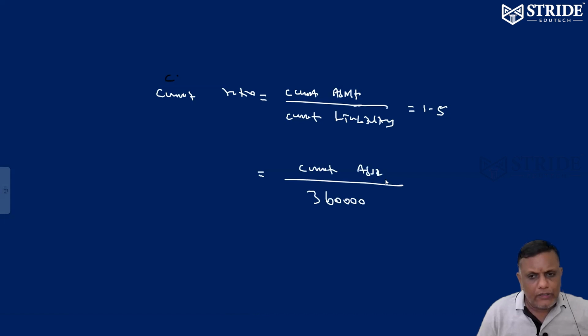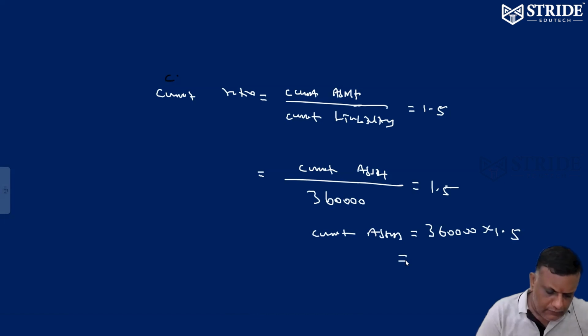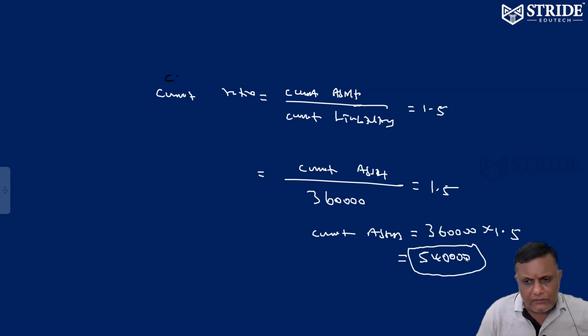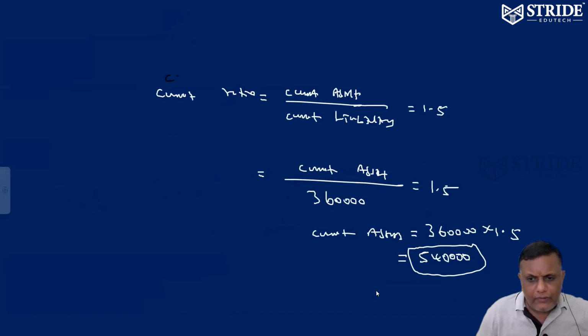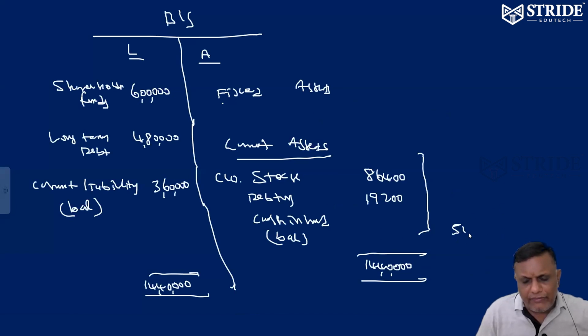So current asset, the numerator, divided by current liability is equal to 1.5. So current asset is equivalent to 3,60,000 into 1.5. Logically, you have to solve 3,60,000 into 1.5. It's going to be 5,40,000. So current asset is 5,40,000. Substitute current asset here. This is current asset total. What is current asset total? 5,40,000.